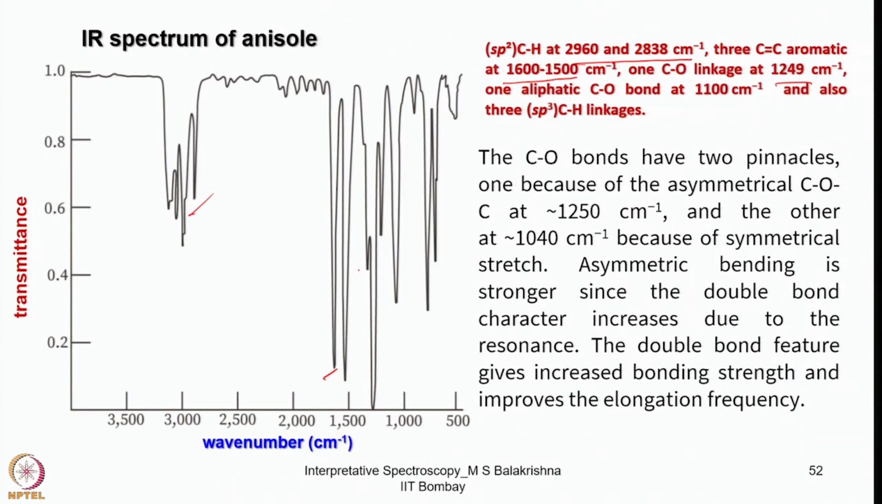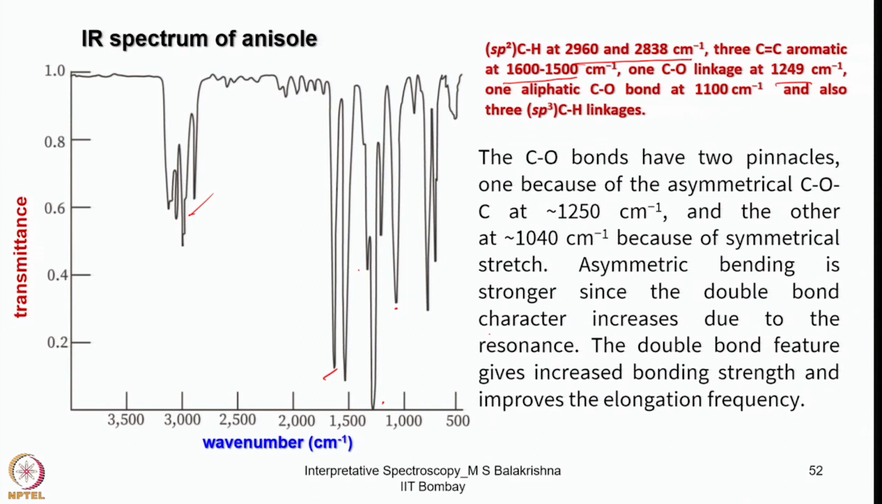The C-O bonds have 2 pinnacles, you can see here. One because of the asymmetrical C-O-C stretch at 1250, somewhere here, and the other at 1040, this is the one, because of the symmetrical stretch. Asymmetric stretching is stronger since the double bond character increases due to the resonance. The double bond feature gives increased bonding strength and improves the stretching frequency.